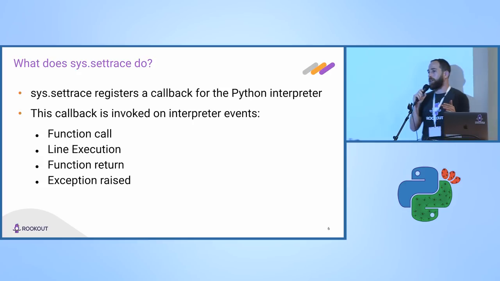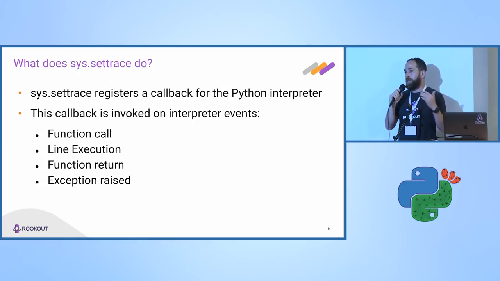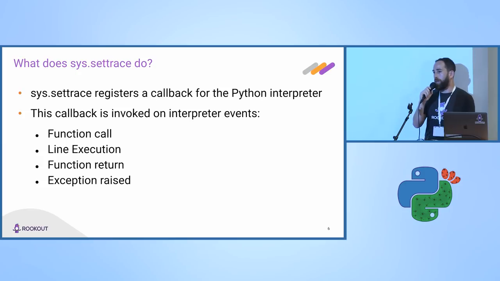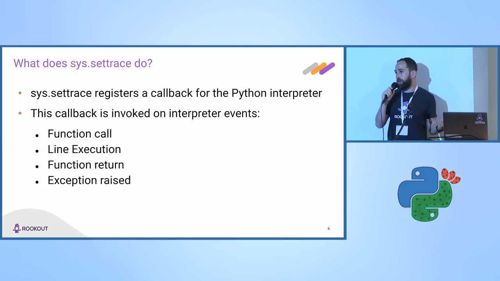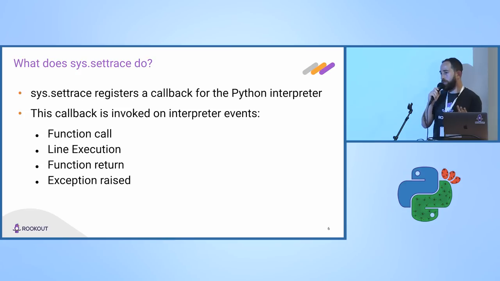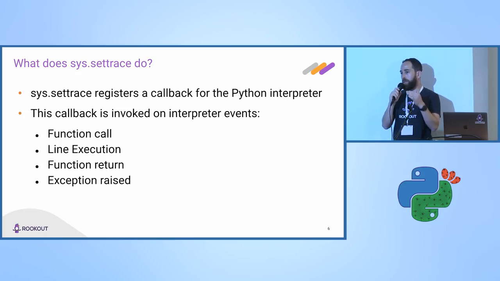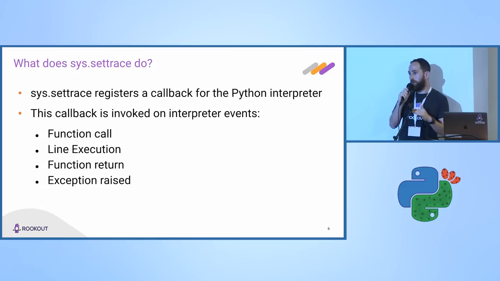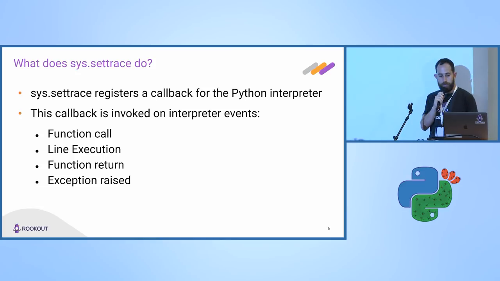sys.settrace registers a callback for the interpreter, and whenever the interpreter wants to notify us, the debugger, that something important is about to occur, it calls our callback. There are four basic events: function call, line execution, function return, and exception raised. Whenever the interpreter is about to execute one of those events, it's going to call our callback just before it does.